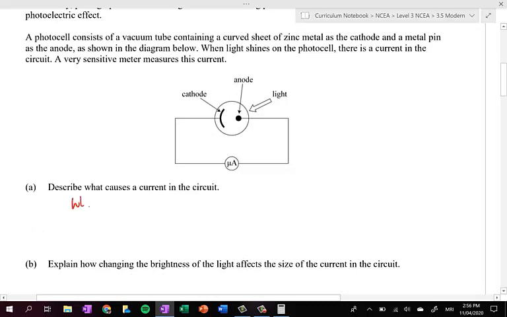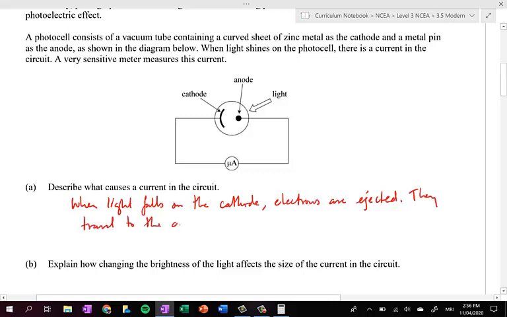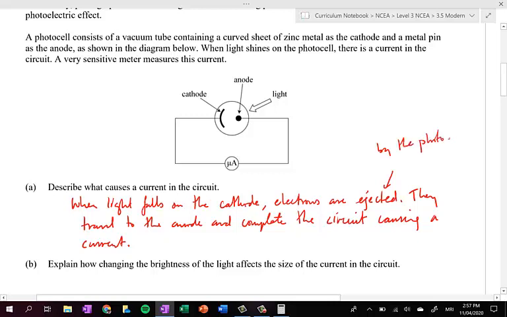We can say when light falls on the cathode, electrons are ejected. They travel to the anode and complete the circuit, causing a current. We should probably mention that this is due to the photoelectric effect. Electrons are ejected, we can say here, by the photoelectric effect. Okay.